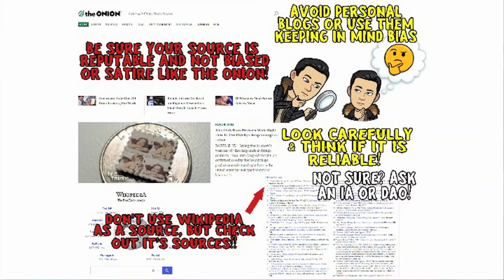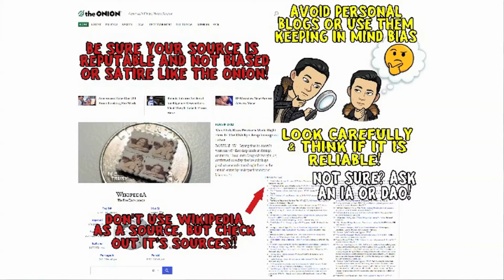Again, as I mentioned before, avoid personal blogs or things that are biased. You can use things that are biased, but make sure you have both sides of the issue or that the bias matches what your country wants. Okay, and I'll talk about that later. Look carefully and really think, is this reliable? So investigate it. Don't just take it and assume it's going to be accurate.